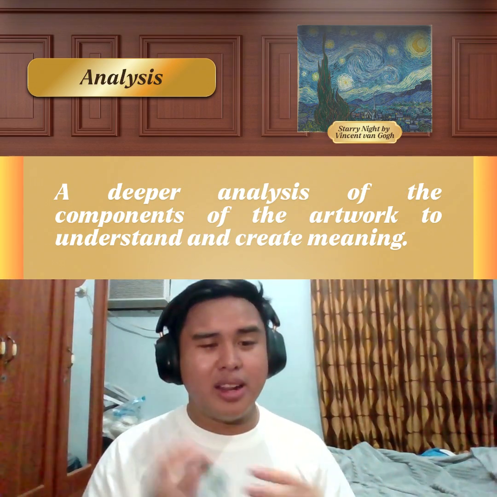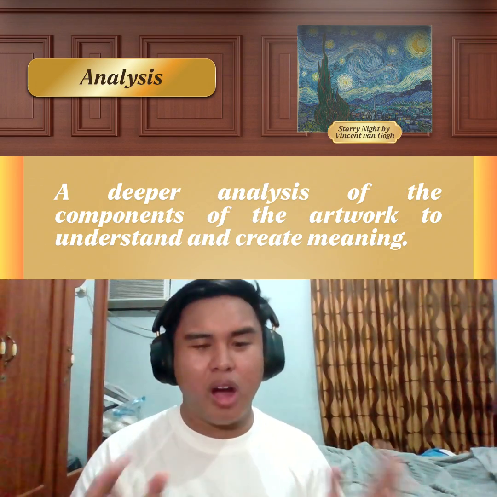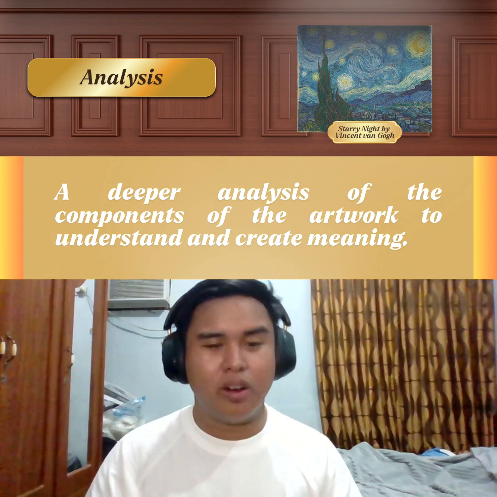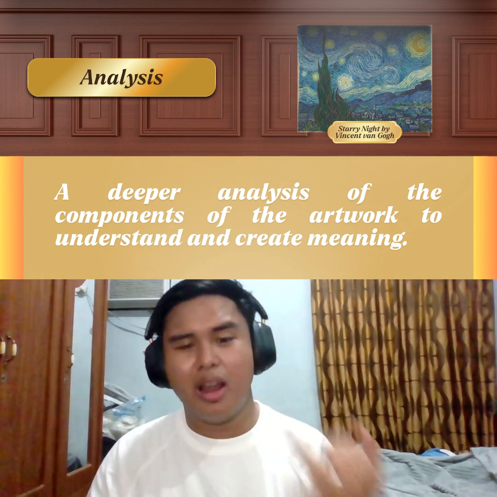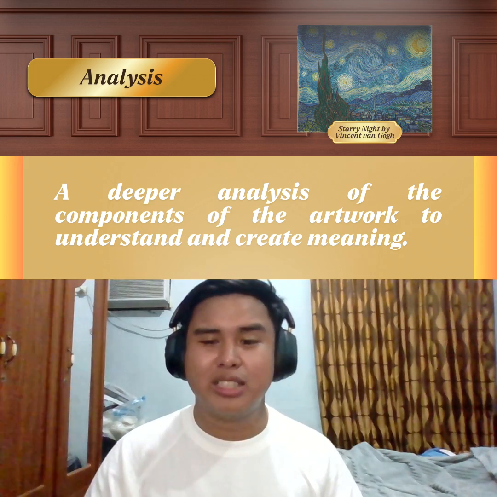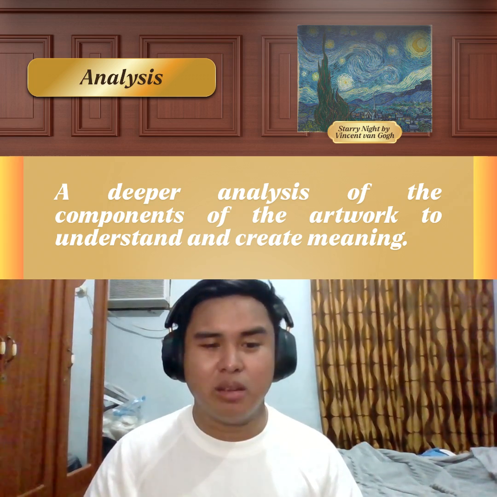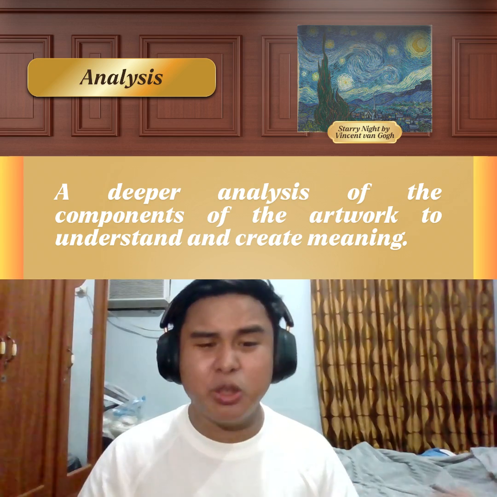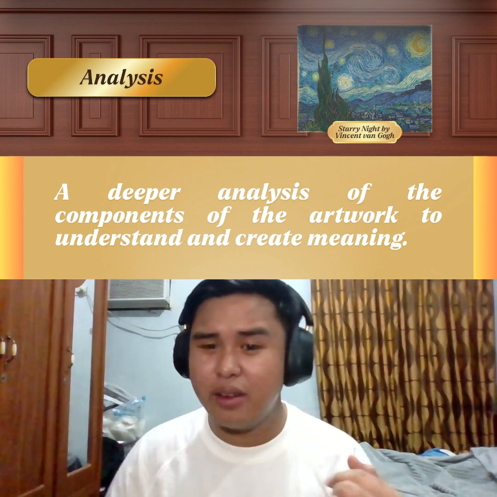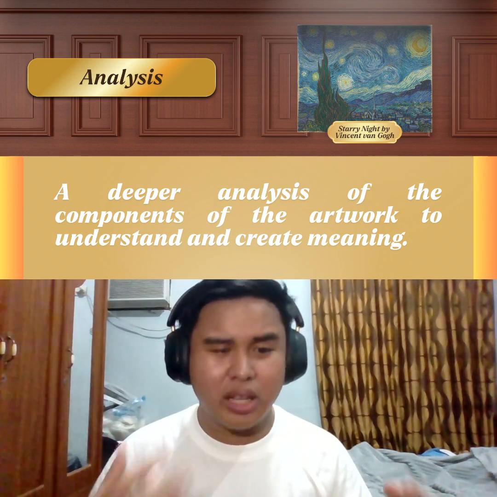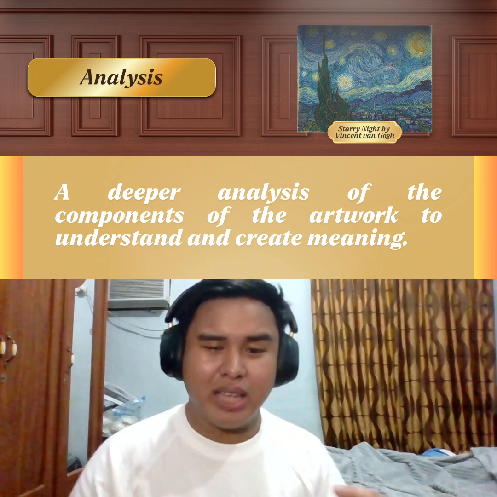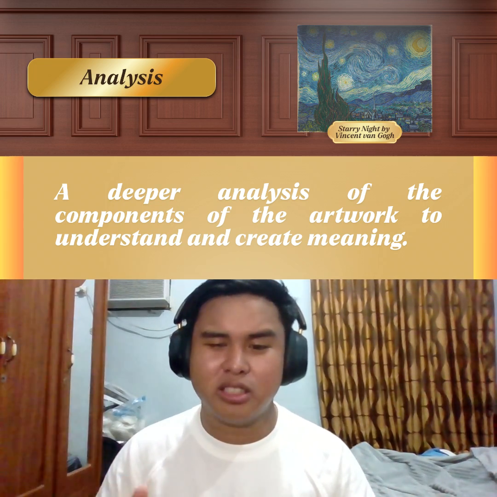Analysis: a deeper analysis of the components of the artwork to understand and create meaning. Van Gogh uses the elements of art, particularly color, line, and texture, to show emotion. The cool blues contrast with the warm yellows of the stars and moon, creating visual balance. The swirling lines guide the viewer's eyes around the canvas, while the thick impasto texture adds depth and movement. The principle of rhythm is evident in the repeating circular patterns of the sky.